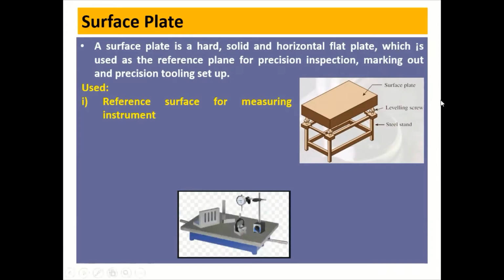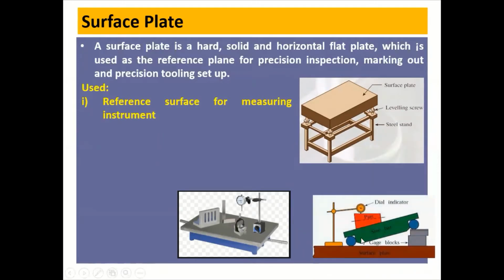In this diagram, you can see that we are using the V block, which will be placed over the surface plate, then the angle plate, then the dial gauge with the stand. In another example, this is a sine bar where one roller is placed over the surface plate, and the other on the slip gauge. Here also the surface plate will act as a reference plate, and along with that the dial gauge is also placed over the surface plate.